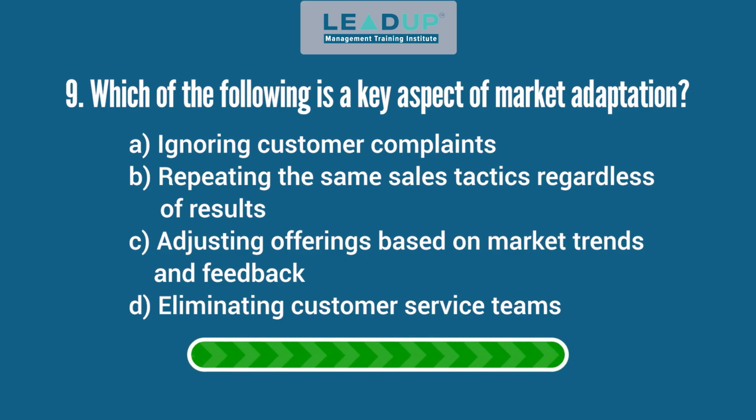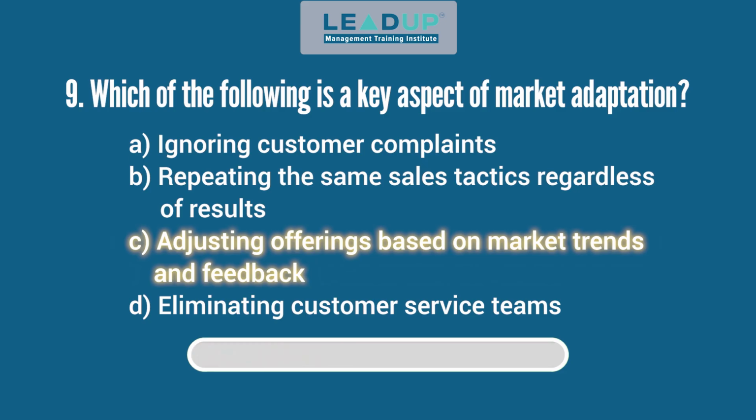Question 9. Which of the following is a key aspect of market adaptation? A. Ignoring customer complaints. B. Repeating the same sales tactics regardless of results. C. Adjusting offerings based on market trends and feedback. And D. Eliminating customer service teams. Answer: adjusting offerings based on market trends and feedback.